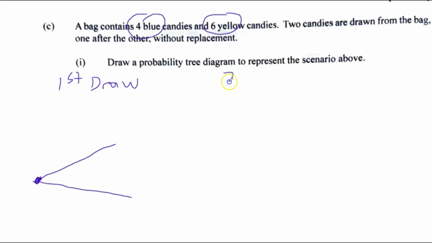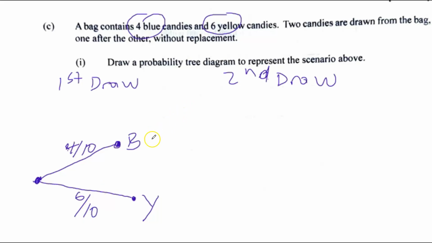And of course we can put the second draw after. So in the first draw we have 2 possible outcomes. So we can get a blue or we can get a yellow. Now on the first draw there are 10 candies and 4 are blue. So it will be 4 out of 10, the probability of getting blue. And for getting yellow, there are 6 yellow, so it will be 6 out of 10.